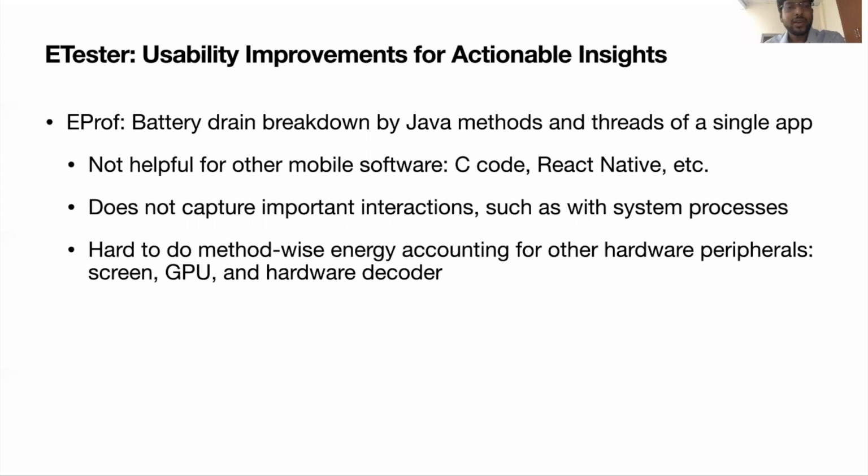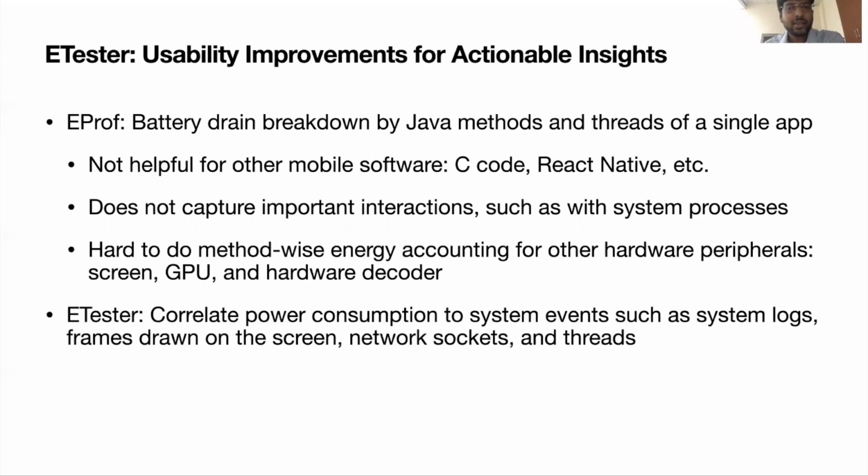So instead, we made a philosophical shift in eTester, and we just focus on system events. eTester correlates power consumption to system events such as system logs, frames drawn on the screen, network sockets, and threads. Next, I show you a demo of eTester running on the Netflix app sitting in the background. This Netflix app had a bug where it is consuming a lot of CPU power, even though it is just idle sitting in the background.